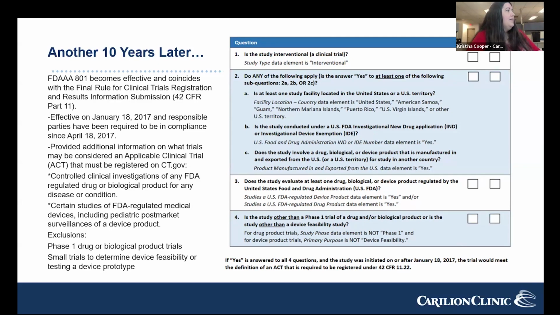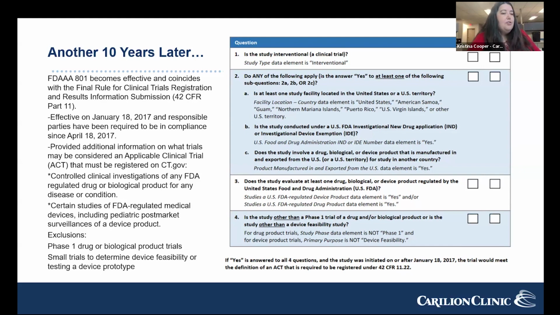This provided additional information on what trials may be considered an applicable clinical trial that must be registered on ClinicalTrials.gov. This included controlled clinical investigations of any FDA-regulated drug or biological product for any disease or condition. So not only did it have to be serious or life-threatening, now it was for any kind of disease. And then certain studies of FDA-regulated medical devices, including pediatric post-market surveillances of a device product.